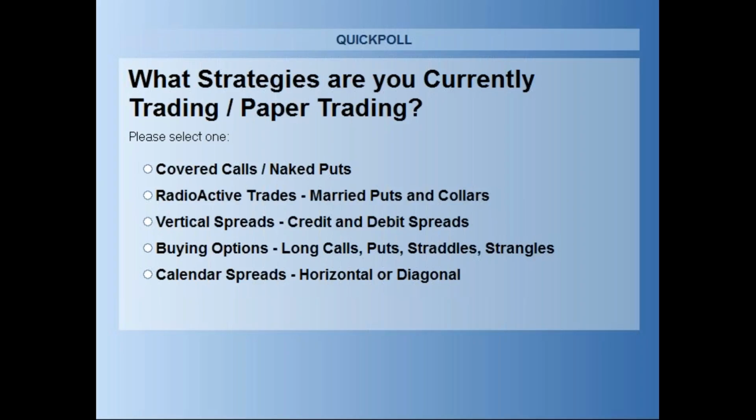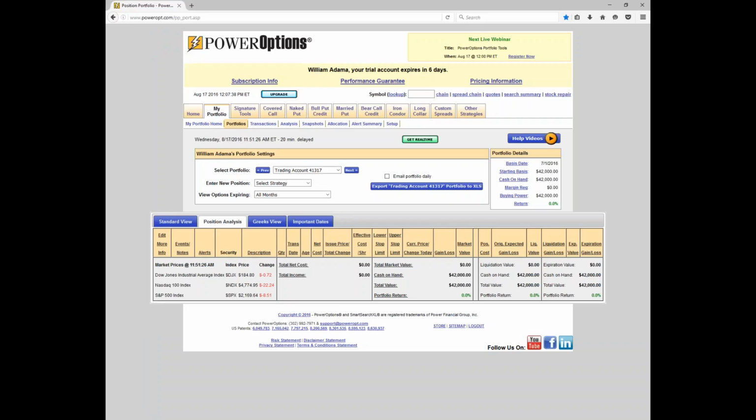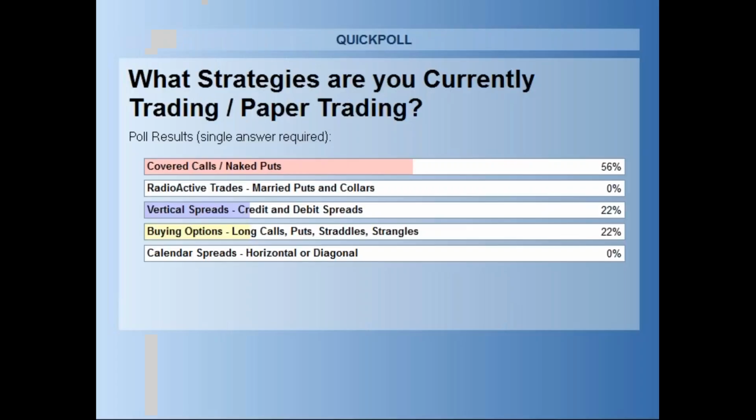All right, I've had the poll open for about a minute, so let's go ahead and close the poll. Most of you have voted for this particular poll. I'm going to close the poll and share the results with everyone. So we have 56% of you doing covered calls and cash-secured naked puts, and 22% are doing the vertical spreads, bear calls and bull puts, and then 22% of you are buying options as well.